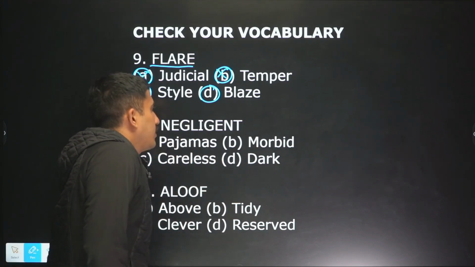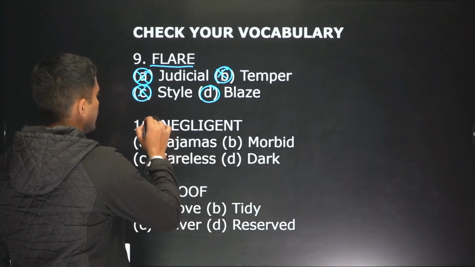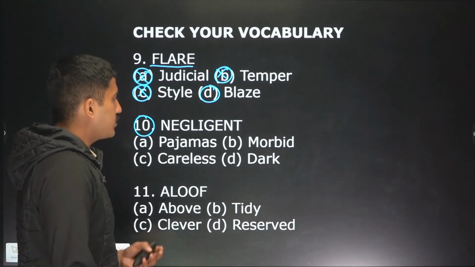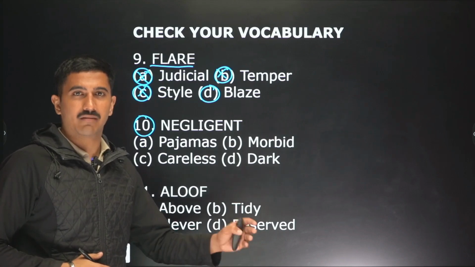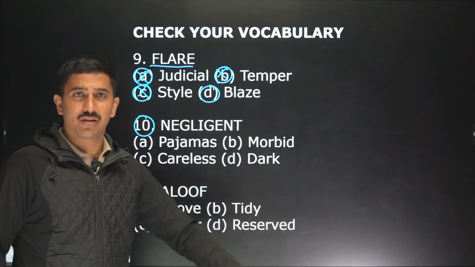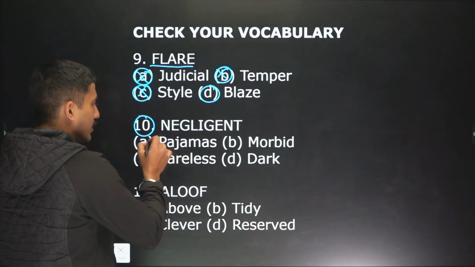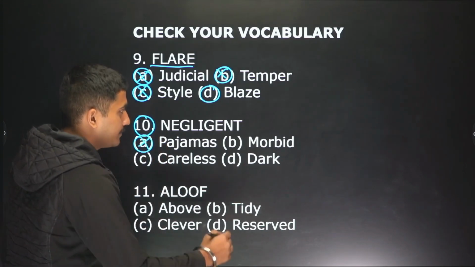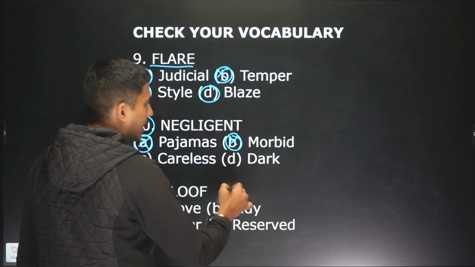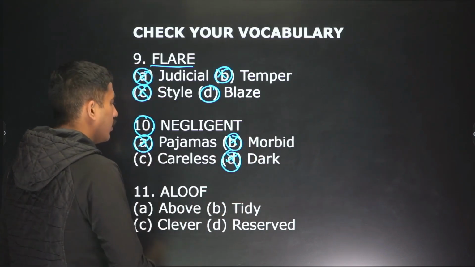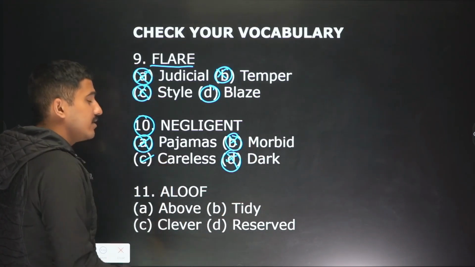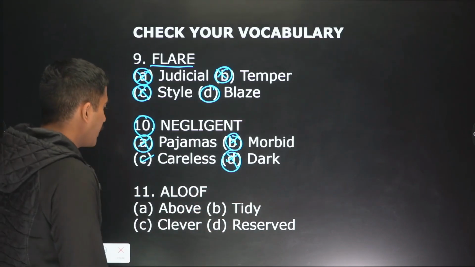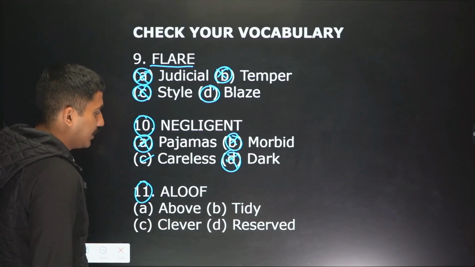All right? All right. The next word is negligent. What is it? What does negligent mean? You obviously know, like, he is very negligent in his work. Pajamas. Are we referring to pajamas that we wear in daily life? Definitely not. Morbid? Nope. Are we referring to something dark? Again, no. We are referring to something careless. He's very negligent in his work. He's very careless in his work. Clear? All right.